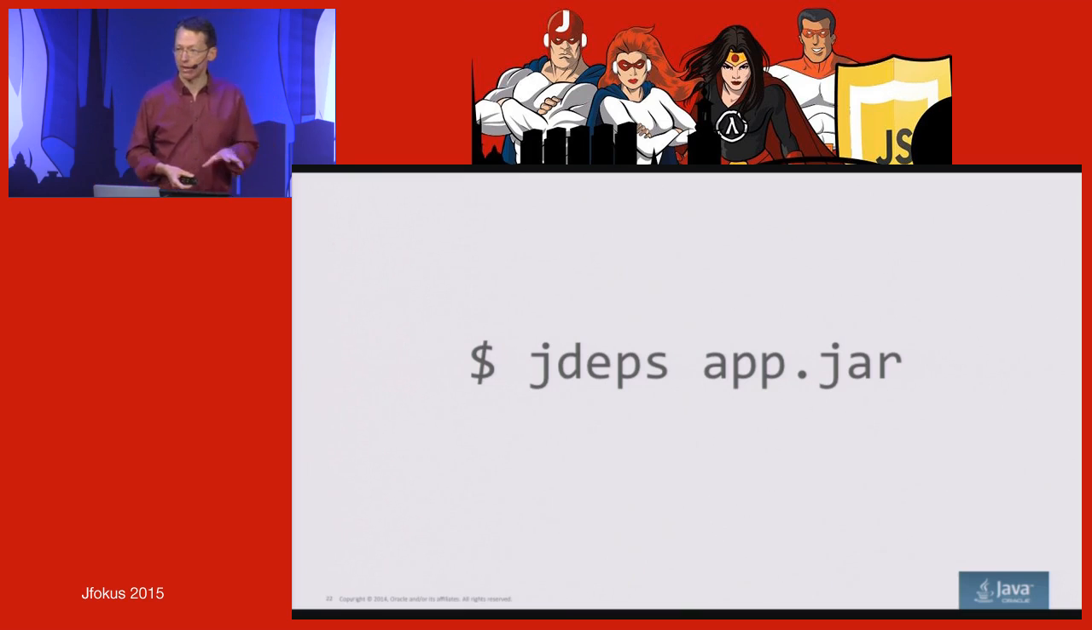If you have 8, JDEPS is in there, and you can run it on an existing jar file or even just random classes. And what it does is it does a static analysis of all of the type references in your code, and can show you which packages and modules in the modular JDK it depends on, and also will note which ones of them are internal APIs. And those are problems that you really ought to fix.